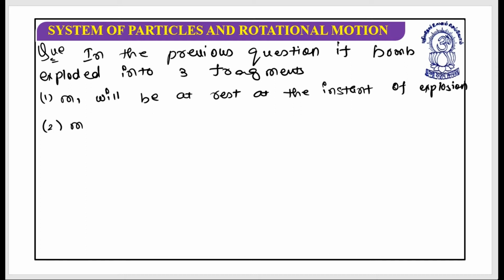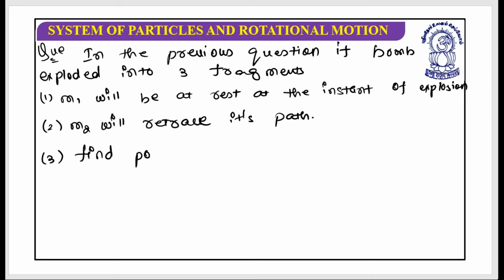Second, M2 will retrace its path. Then third, find the position of M3. Yes, this was the situation.